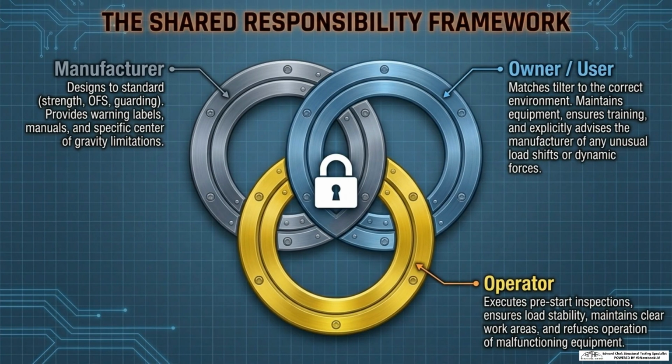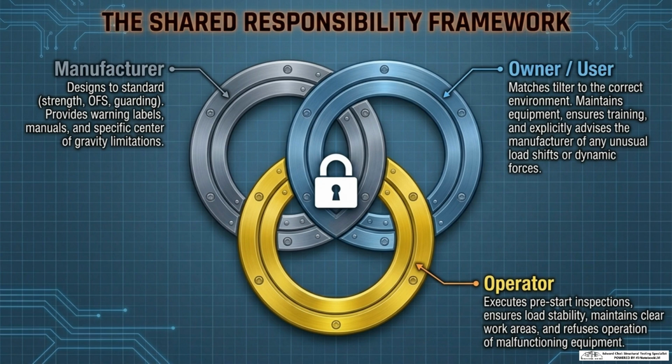Here's a mindset shift that ANSI MH29.2 builds into its structure. Safety is not one person's job. Manufacturers design to standard, overturning factor of safety, structural integrity, guarding. They provide warning labels, manuals, and specific center of gravity limitations. That documentation is not optional paperwork. It defines the machine's safe operating envelope.